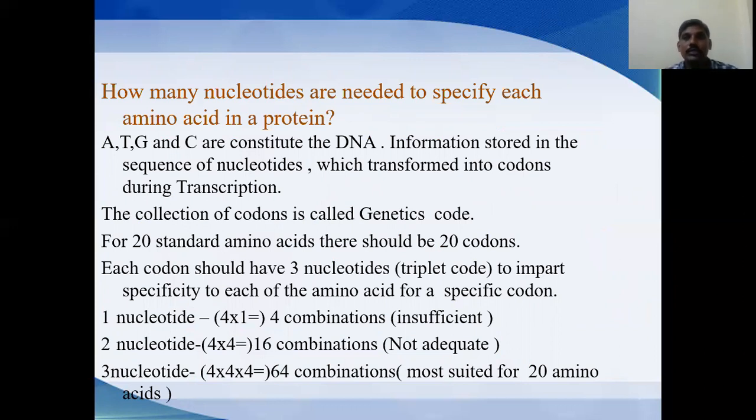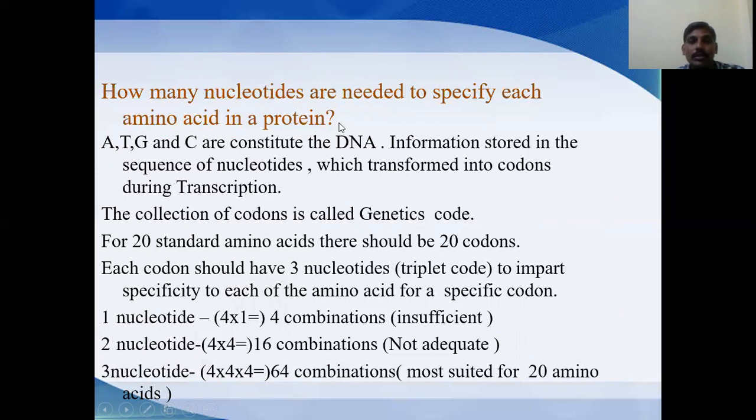The DNA molecule is made up of two polynucleotide chains. In the DNA molecule, we have seen only four kinds of letters: A, T, G, and C. These four letters constitute the DNA. Information stored in the sequence of nucleotides is transformed into codons during transcription. How is the sequence of nucleotides changed into codons during transcription?